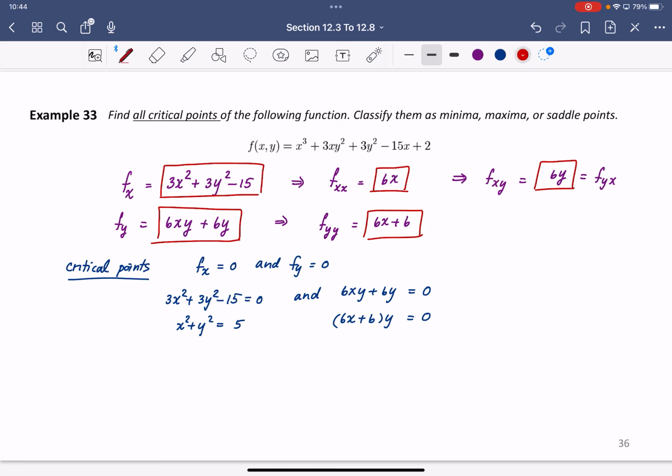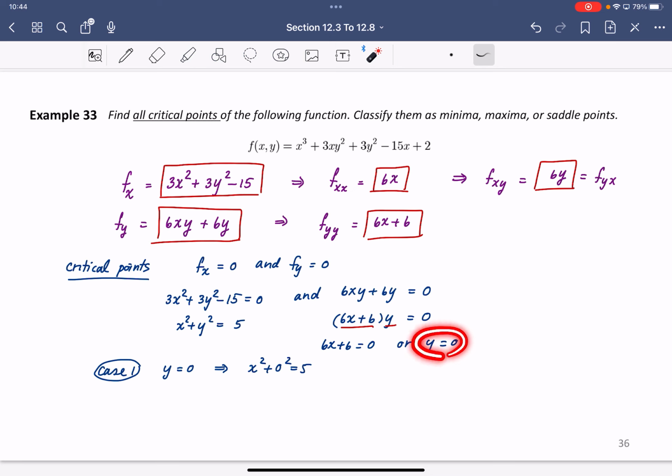So the one that is easy to simplify is this one. Because when you have two things multiplied to get 0, it means it is actually 6x plus 6 equal to 0 or y equal to 0, right? Because this is like a times b equal to 0, it means either a or b must be 0. And then you're gonna do two cases. Case number 1, you set y equal to 0. When y equals 0, it means x squared plus 0 squared equals 5. So you're trying to combine this equation and this equation together to solve for the solution.